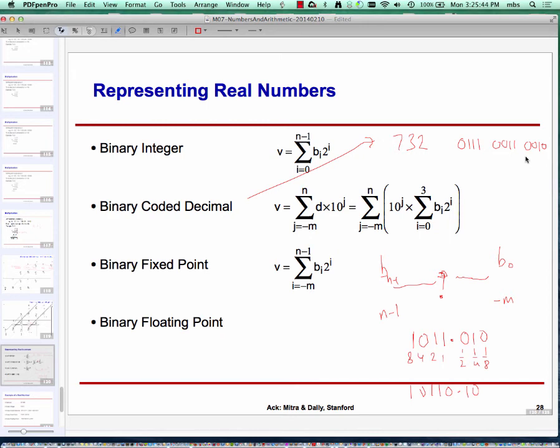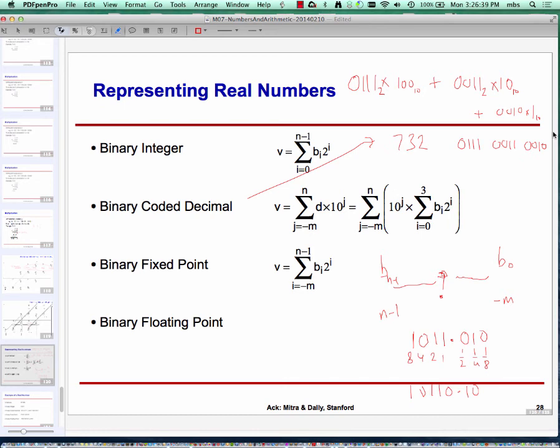So if I give you 732, what is its value? It's 7 times 100 plus 3 times 10 plus 2, right? If I give you 3 decimal digits, D3, D2, D1, then its value is D3 times 100 plus D2 times 10 plus D1. That's exactly what you have to do here. So if I do 0111 times 100 in base 10, plus 0011, I'm going to write the bases, base 2, times 10 in base 10, plus 0010 times 1 in base 10. That's the operation I need to do.